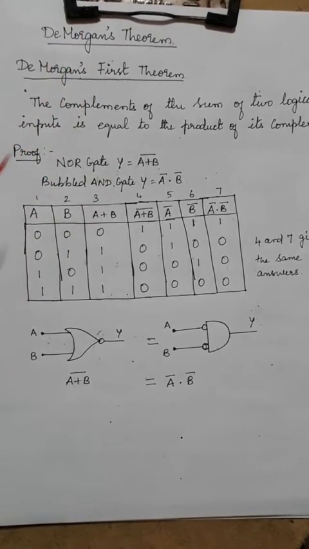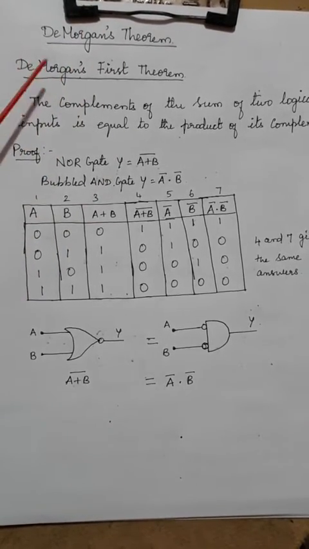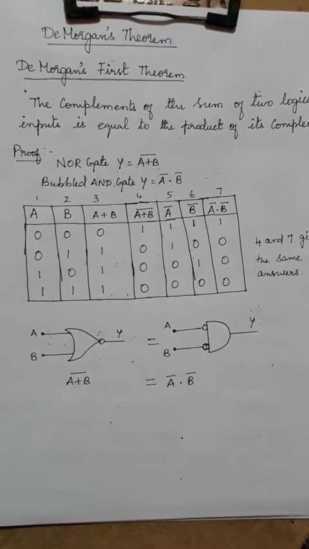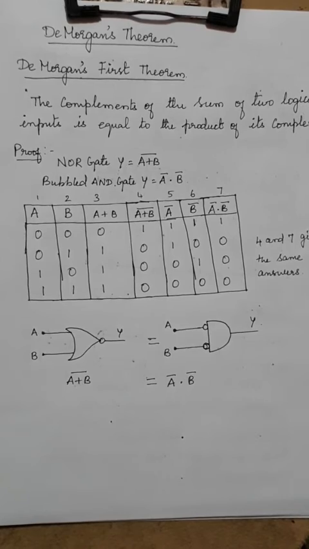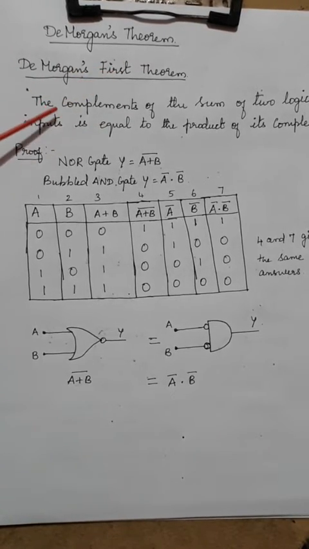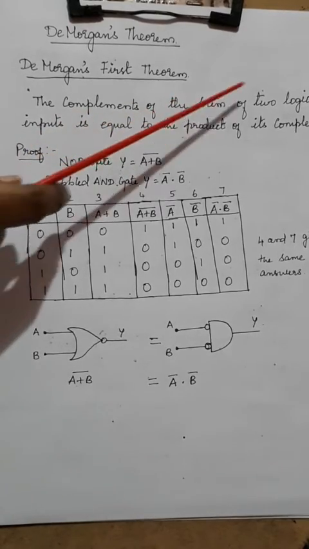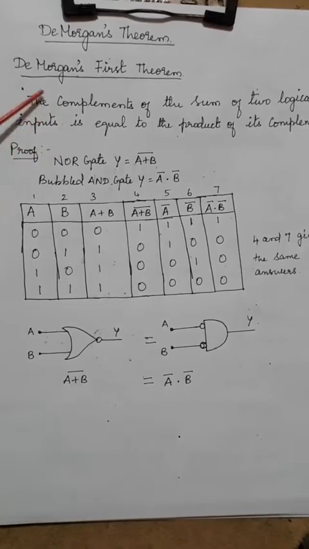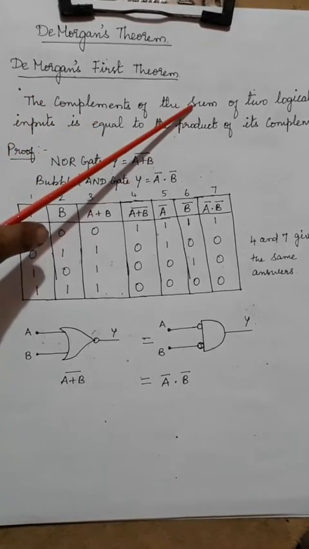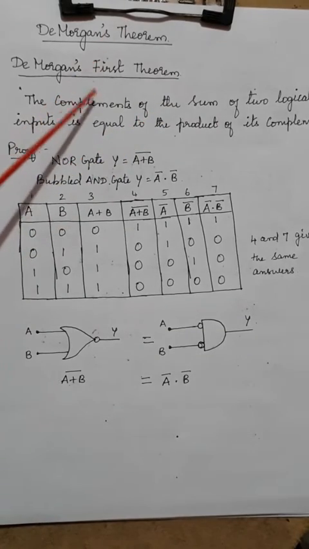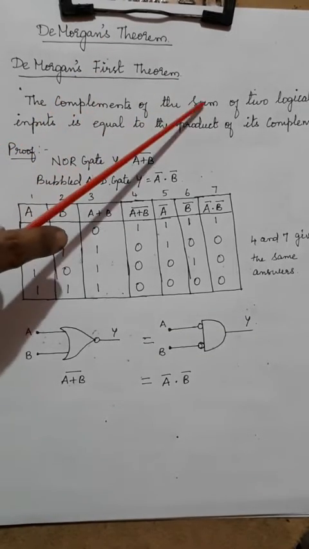Now De Morgan's theorem, a very important theorem, children. Whatever you have studied in your maths in 10th standard is more or less the same, but this is explained using your gates. What the first theorem says is the complement of the sum of the two logical inputs. First you sum it and then the complement is done. That is the meaning of this statement.